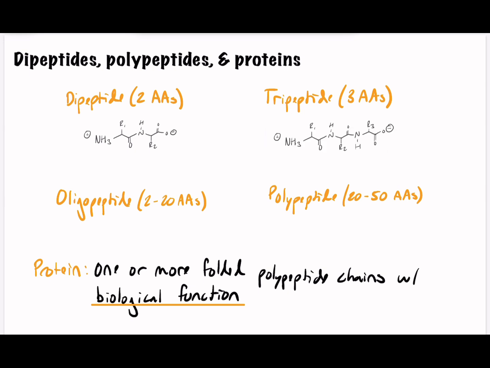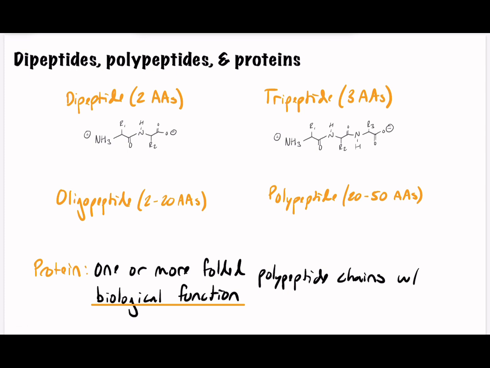A tripeptide is three amino acids. Oligopeptides are anywhere from 2 to 20 amino acids, so they're usually considered smaller. And then polypeptides are anywhere from 20 to 50 amino acids, and so these are larger proteins.